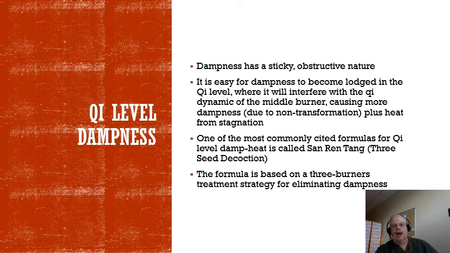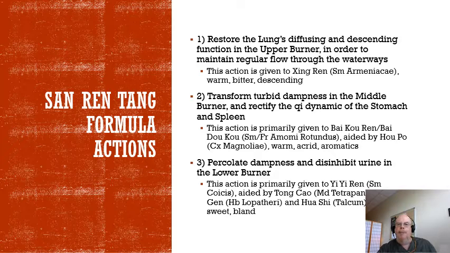One of the most commonly cited formulas for chi level damp heat is called Three-Seed or Three-Nut Decoction, San Ren Tang, and the formula is based on a three burners treatment strategy for eliminating dampness. In the upper burner, restore the lungs' diffusing and descending function and maintain regular flow through the waterways. And this action is given to Xing Ren, which is warm, bitter, and descending.